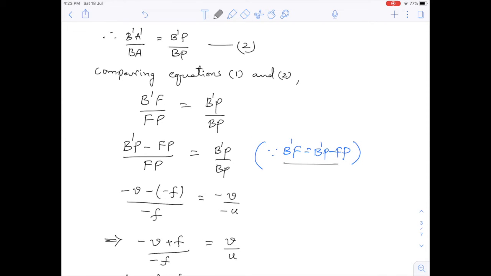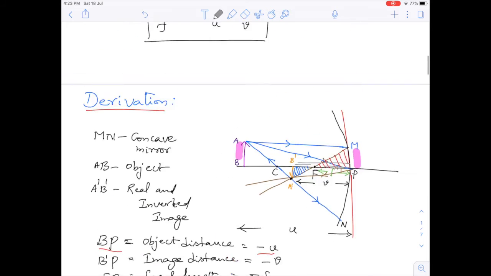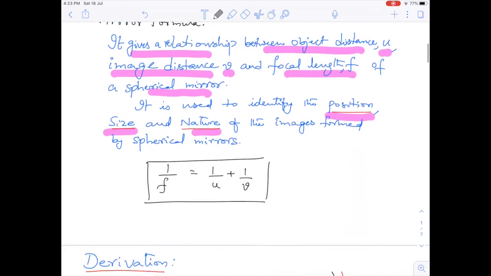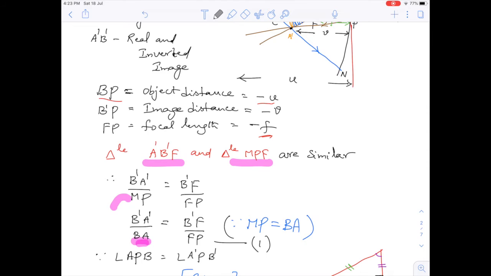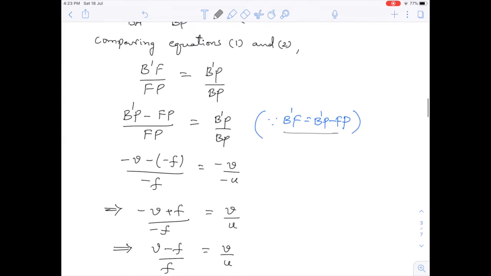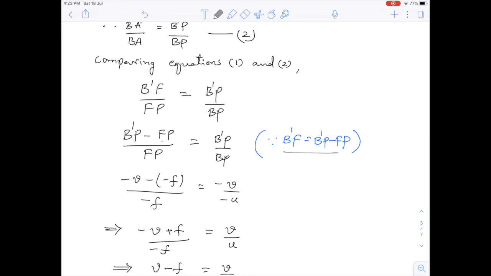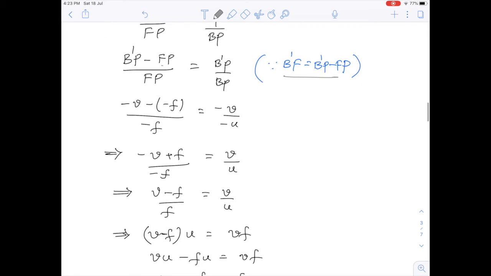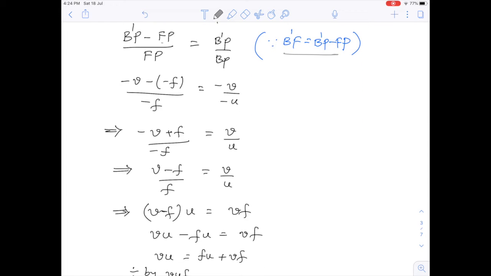Now, what is B dash P? We have written here in the beginning: B dash P is minus V, BP is minus U, FP is minus F. So now we are going to substitute those terms. You have minus V minus of minus F, by minus F, is equal to minus V by minus U. Simple mathematics will tell you, minus V minus of minus is plus F, by minus F, and the minus gets cancelled. So V by U.